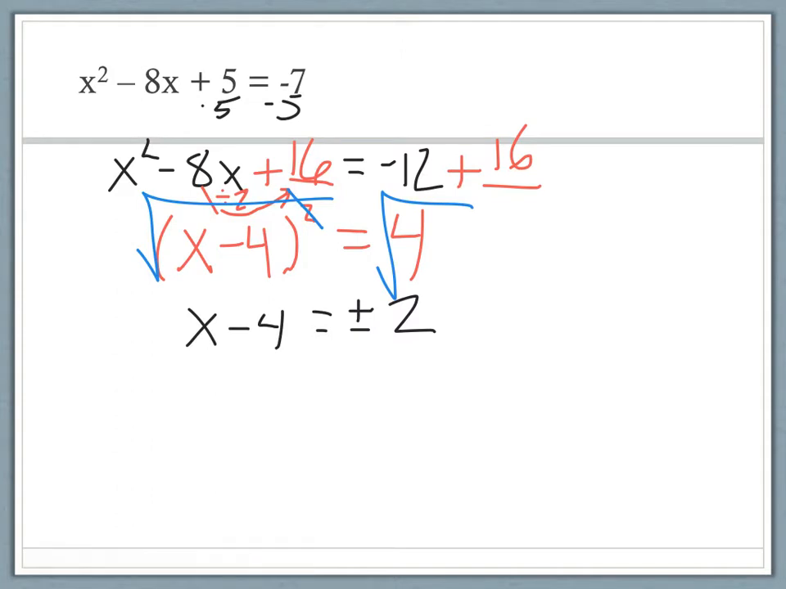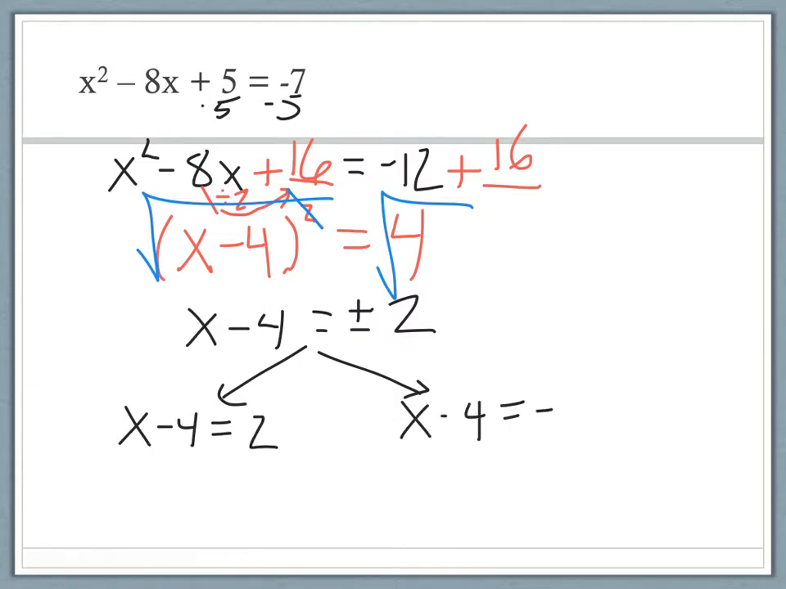So I can go ahead and put that in as just 2. So now what we have to do, be careful here. This is two equations. We have x minus 4 equals a positive 2, and x minus 4 equals a negative 2. Now we're going to have to solve for x. Always split them up like this. Don't try to add 4 because x isn't going to equal plus or minus 6. So you have to split them up.